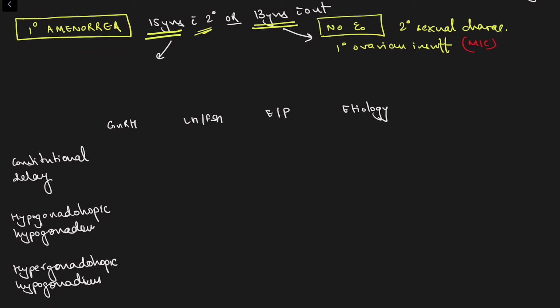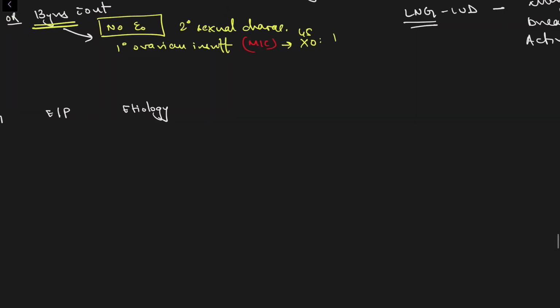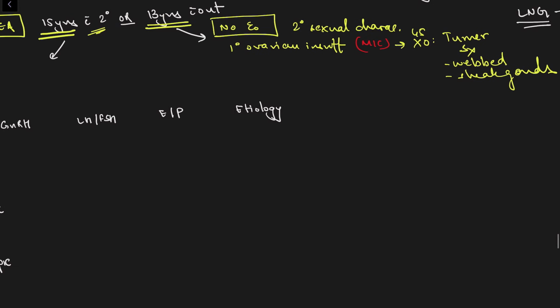This is seen with 45XO, which is Turner's. Very good. Turner's syndrome. The patient will show webbed neck, streaked gonads, low posterior hairline, etc. Then central hypogonadism.